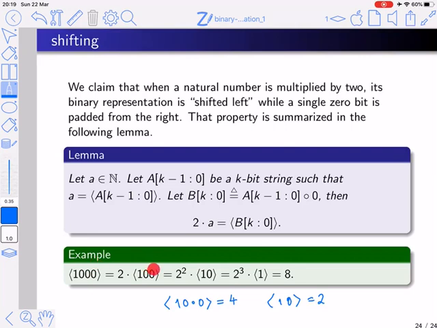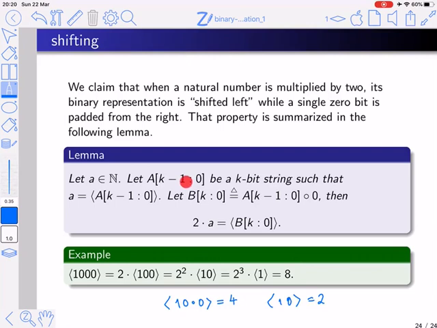So, this is the shifting to the left of the string 1, 0, 0. But 1, 0, 0 is the shifting to the left of the string 1, 0. So I have a 2 from here and another 2, and I get 2 to the power of 2. But 1, 0 is a shifting to the left of the string 1. So I have here 2 to the power of 2 and another 2 because of the shifting, so I get here 2 to the power of 3, and indeed this all equals 8.